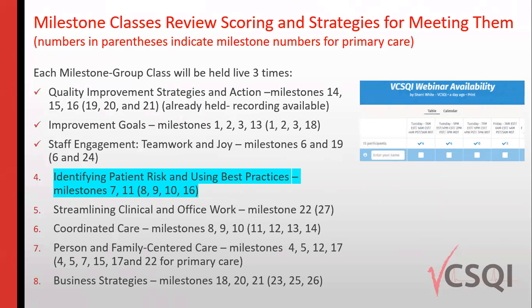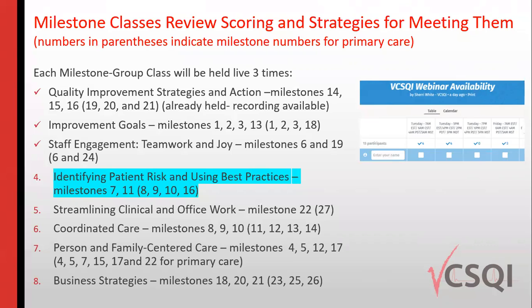So here we are on class 4, identifying patient risk and using best practices. The previous milestone classes have all been recorded. The links to these are on the VCSQI website, vcsqi.org. In addition, the email that you received from Jana on Monday has these links in them, and they will continue to be in the future newsletters that, next week, will be sent on Tuesday, but thereafter, every Monday, you'll receive a new update.